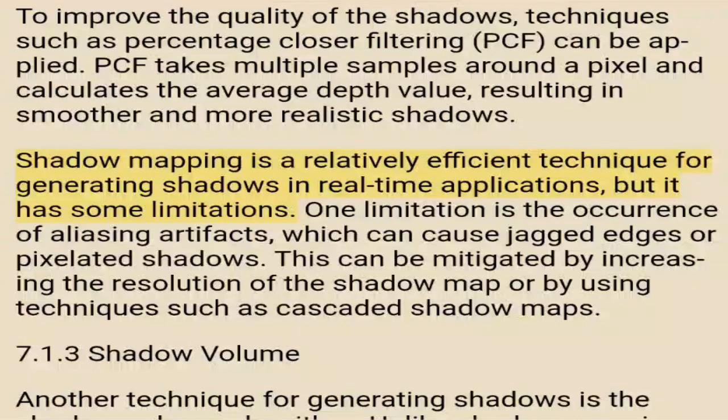Shadow mapping is a relatively efficient technique for generating shadows in real-time applications, but it has some limitations. One limitation is the occurrence of aliasing artifacts, which can cause jagged edges or pixelated shadows. This can be mitigated by increasing the resolution of the shadow map or by using techniques such as cascaded shadow maps. 7.1.3 Shadow volume.